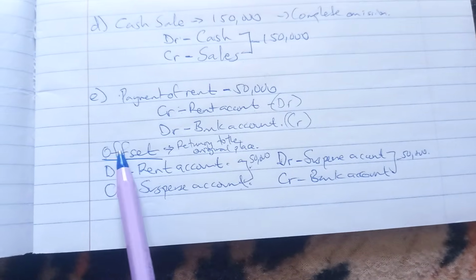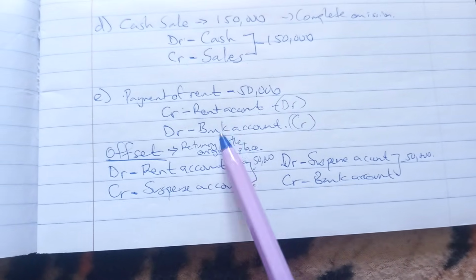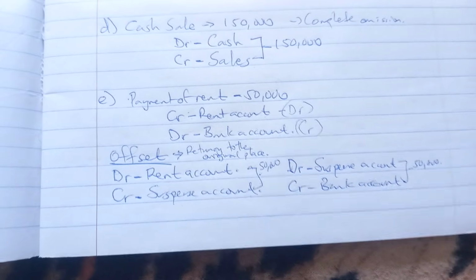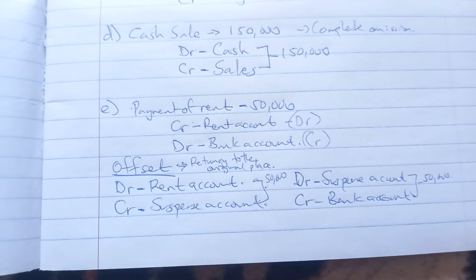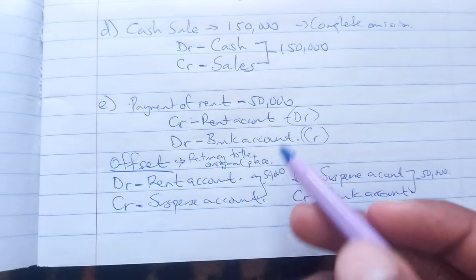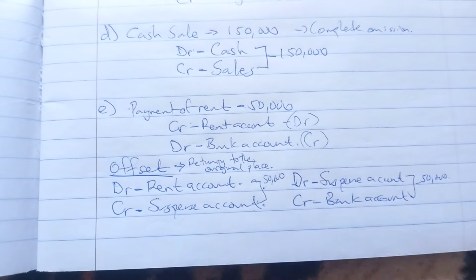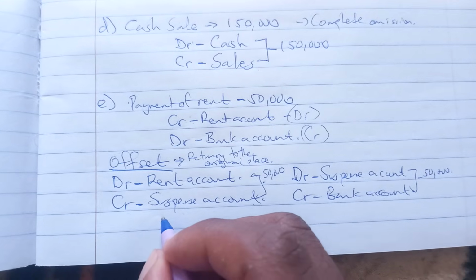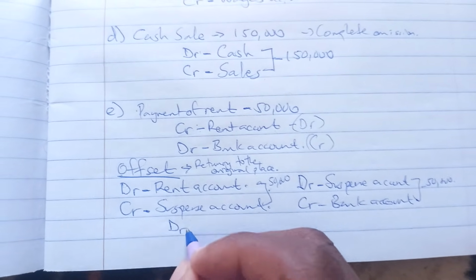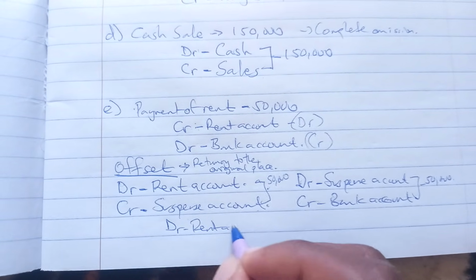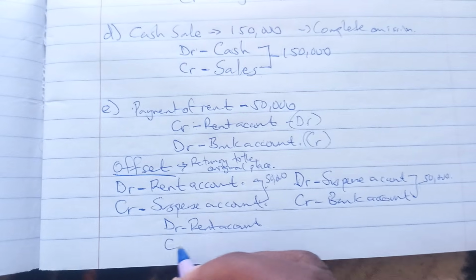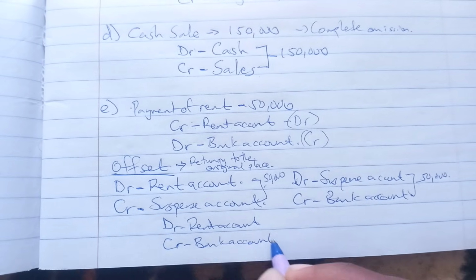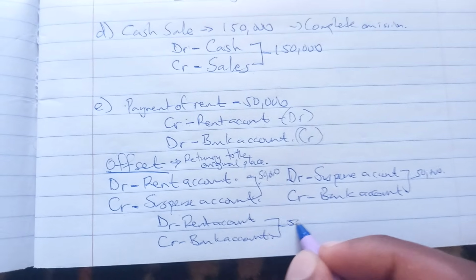Now, since we have offset the errors in the two accounts, now we can make the correction. Now we can make the true transaction which should be made. Now that is where we debit rent account and we credit bank account by 50,000.